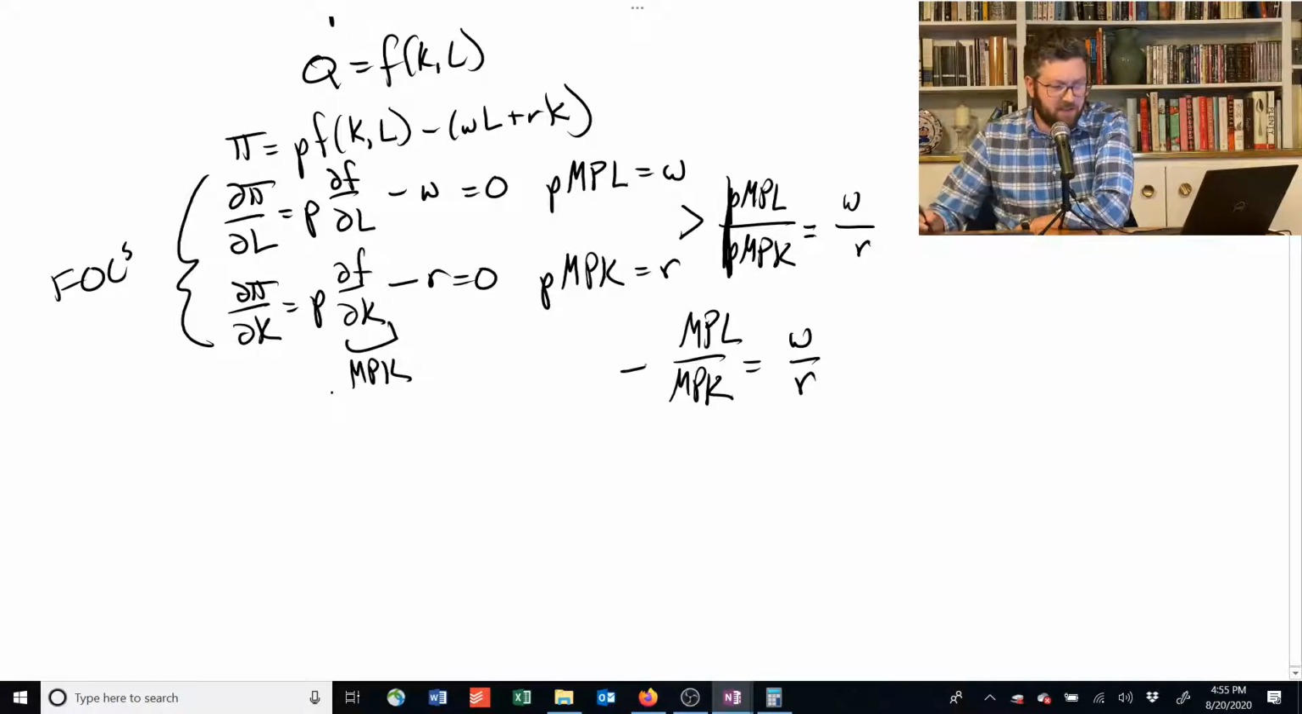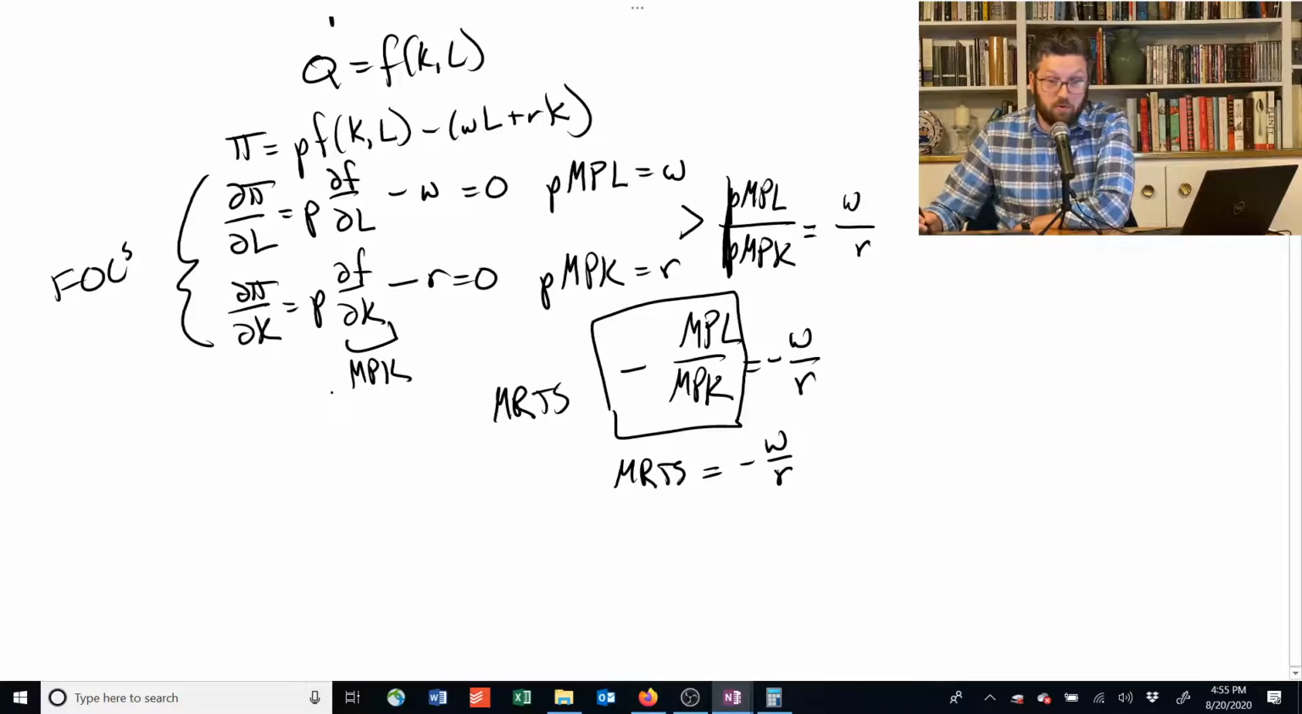Let's stick a negative sign in front of each of these. And now this term over here might look familiar. It's the marginal rate of technical substitution. So combining these equations, we found that the marginal rate of technical substitution is equal to negative W over R.